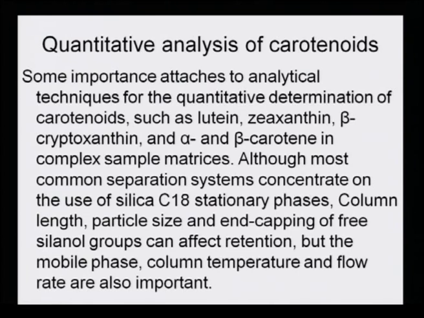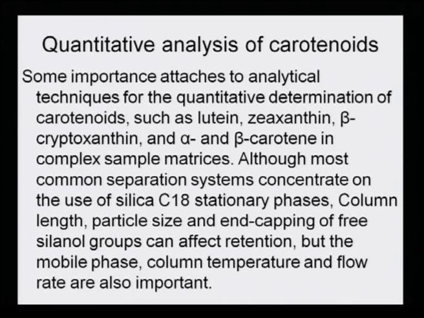Qualitative and quantitative analysis of carotenoids. Some important approaches to analytical techniques for the quantitative determination of carotenoids such as lutein, zeaxanthin, beta-cryptoxanthin, and alpha and beta carotene in a complex sample matrix is not easy, and there has to be a lot of permutation, combination and adaptation that needs to be done.